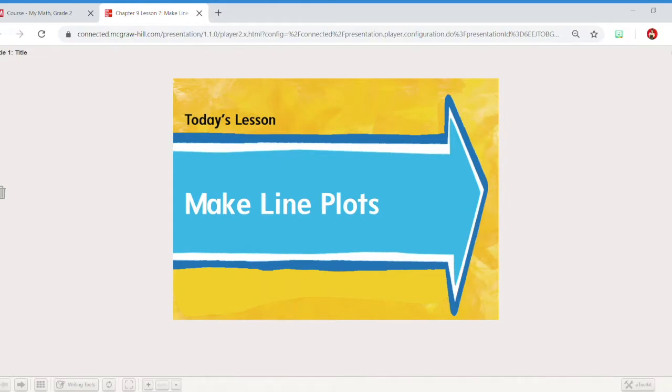Welcome to today's lesson about making line plots. Line plots are another type of graph that we use to analyze data. So let's jump in to see what that looks like.